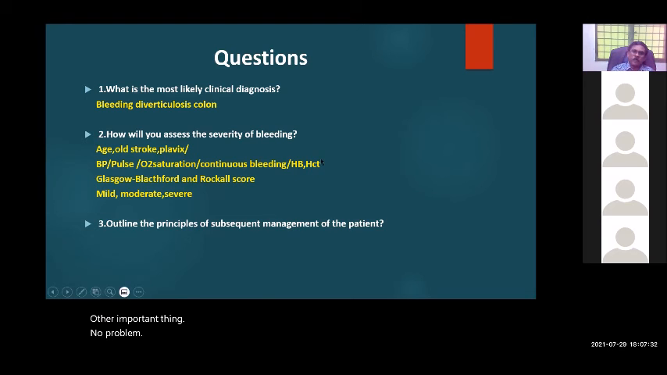The other important thing is hemoglobin and hematocrit or packed cell volume. Between these two, hematocrit is more useful, because HB takes half a day or two to fall unless he bleeds very fast. If he's bleeding slowly, the HB will fall very slowly. So the HB may be normal, but the patient is bleeding now. The hematocrit is the first thing to drop when the patient bleeds. Then your Glasgow-Blatchford score and Rockall score, which I covered in the earlier lecture today.